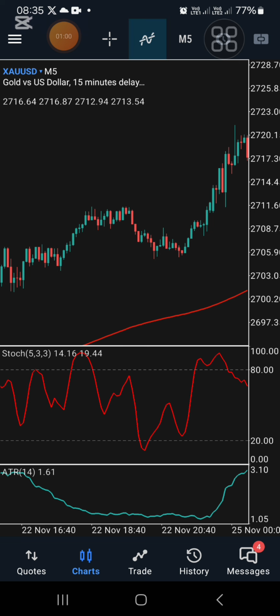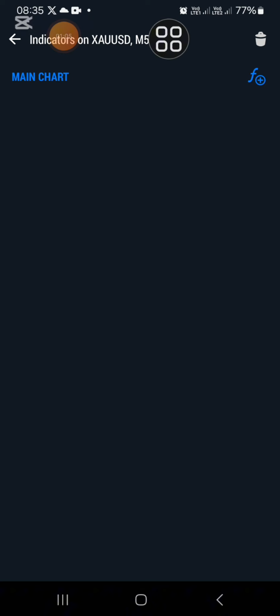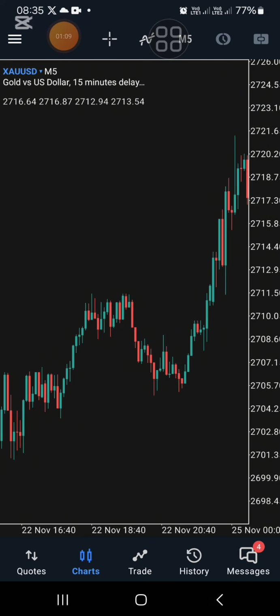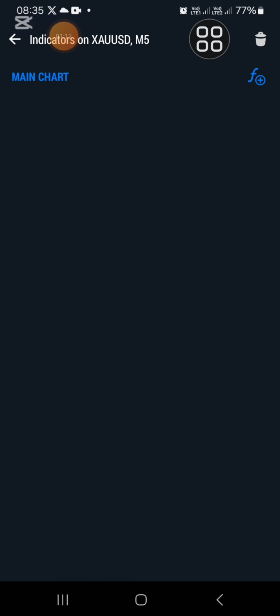platform. So let me quickly delete everything so that we can have the same thing. So here my chart is blank. There's nothing on my chart. I'm going to add the indicators. So I'm going to start with the indicators.